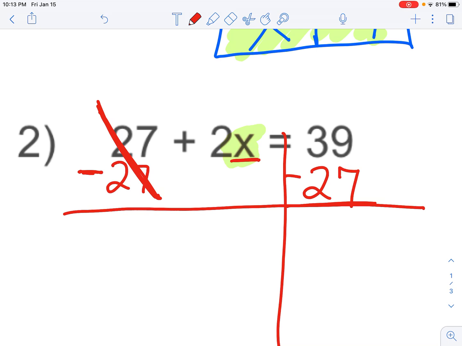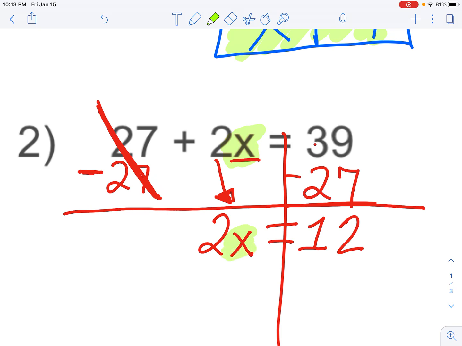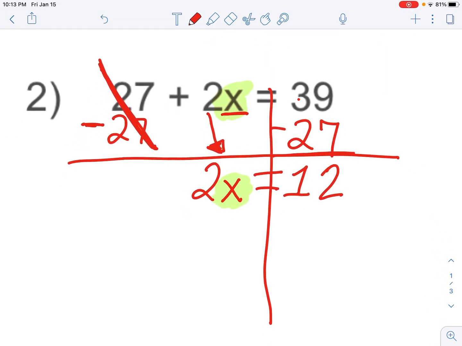So now 9 minus 7 is 2, and 3 minus 2 is 1. So I have 12. I'm going to bring down that equal sign in the middle. What I have left on this side is now my coefficient, and that's 2x. I still don't have x alone, but now I'm only down to a one-step equation. So now I have 2 times something equals 12.